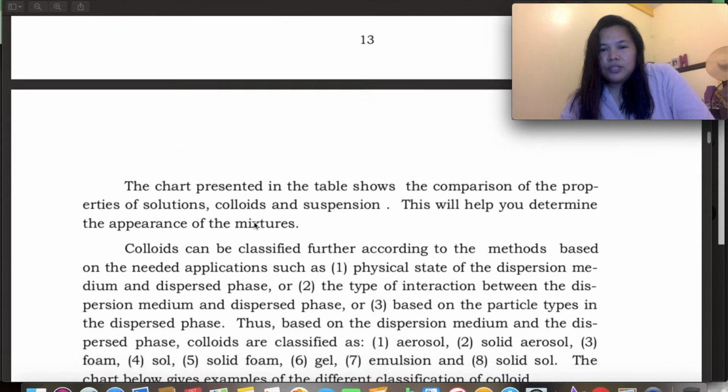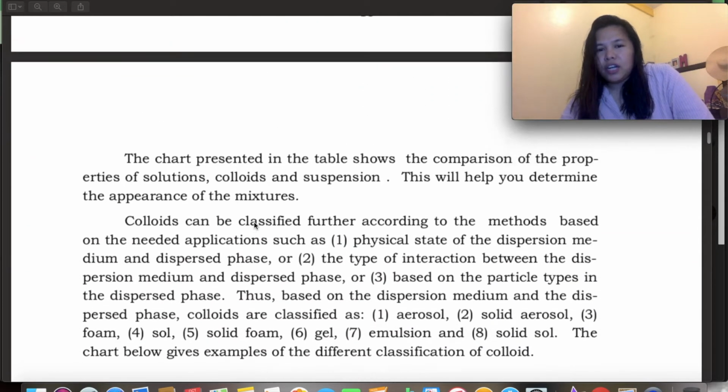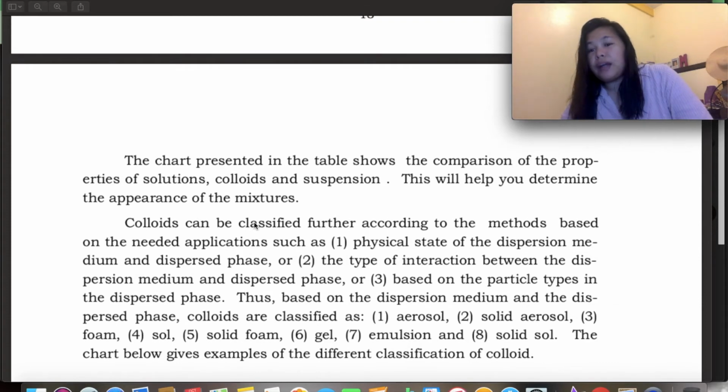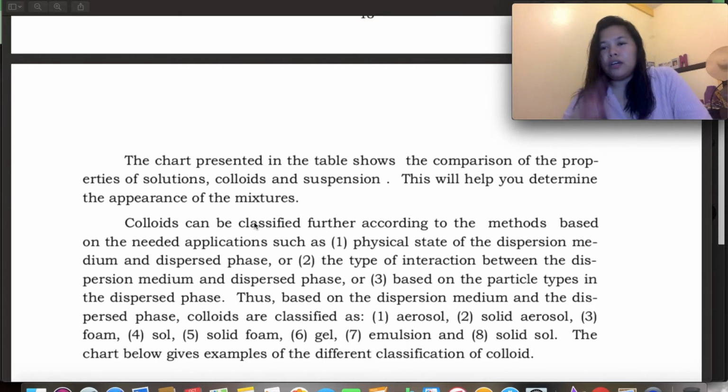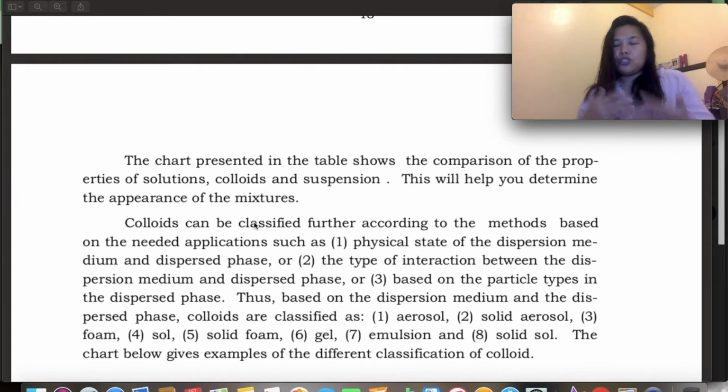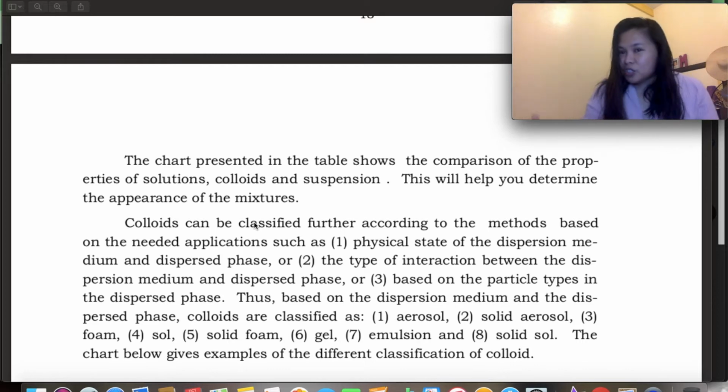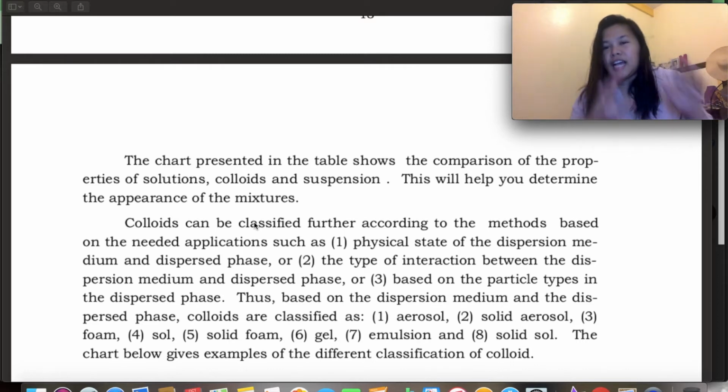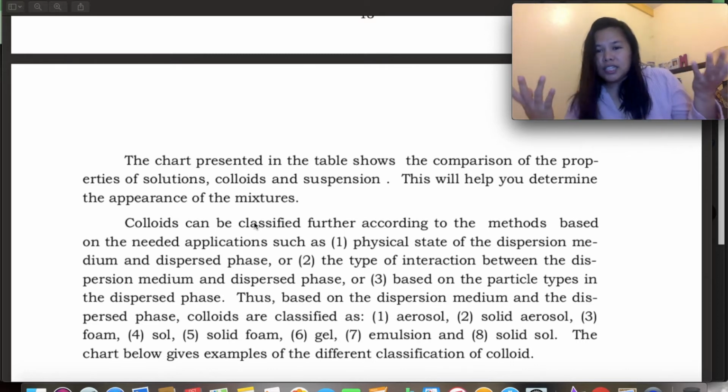Again, the next is the chart presented in the table that shows the comparison of the properties of solution, colloids, and suspension. When we say comparison, what does solution have that colloids and suspension don't? Same as, colloids have something that solution doesn't, and suspension doesn't either. Each has its own characteristics or properties.